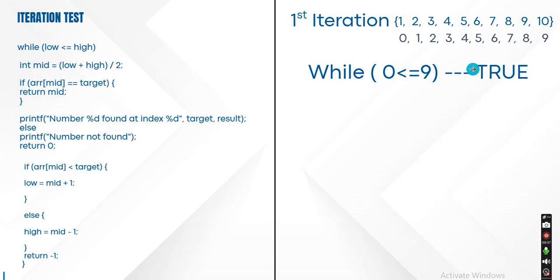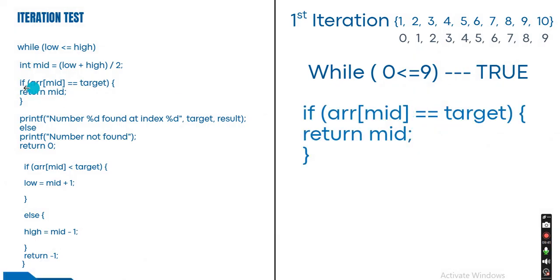This condition is said to be true. So what is going to happen? We are going to read this line of code. We say if array mid is equals to target. Now what is mid? Let's calculate mid. In this case, our low is 0, our high is 9. So therefore mid will be equal to the floor of 4.5, which is 4.